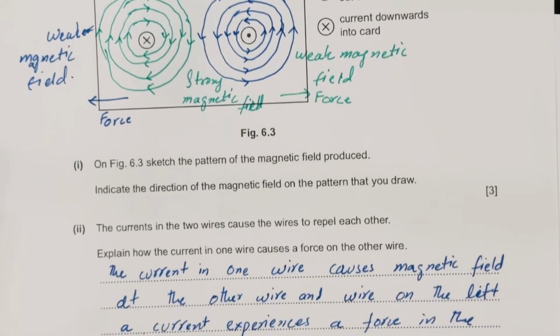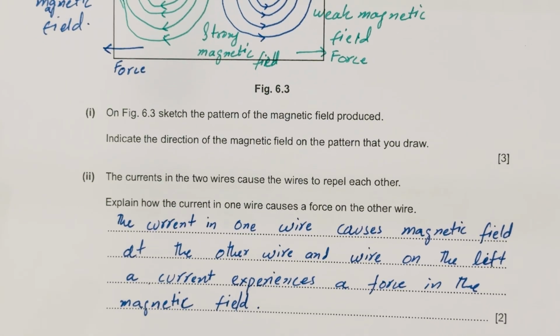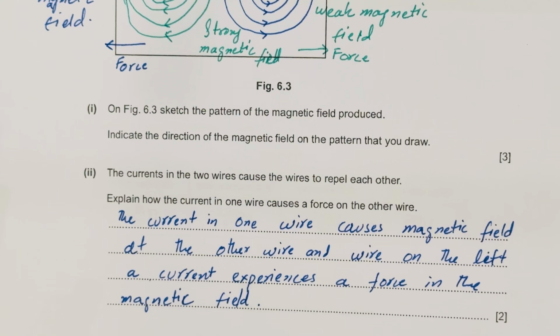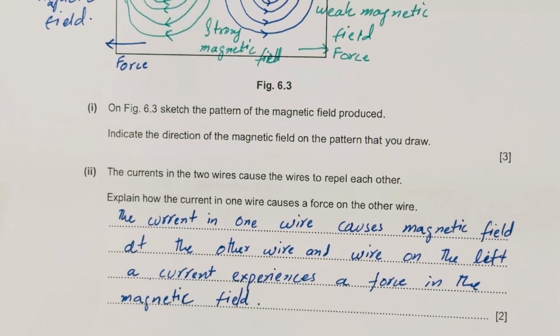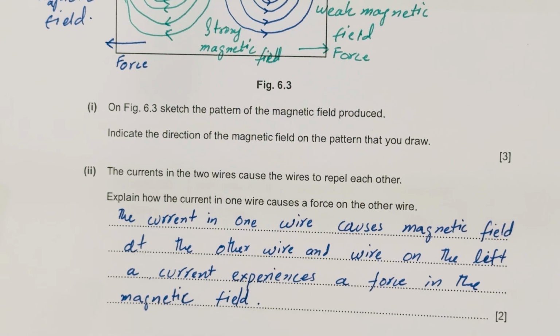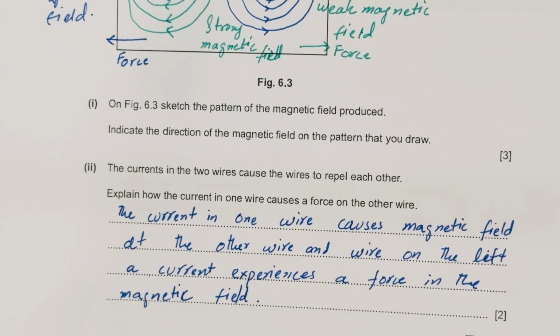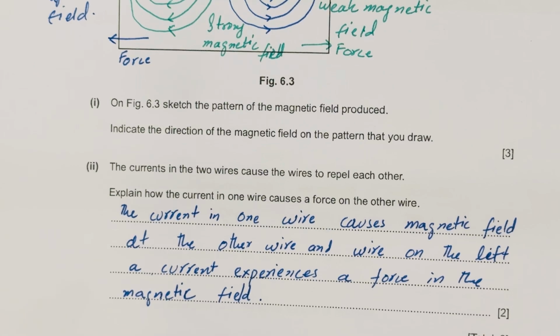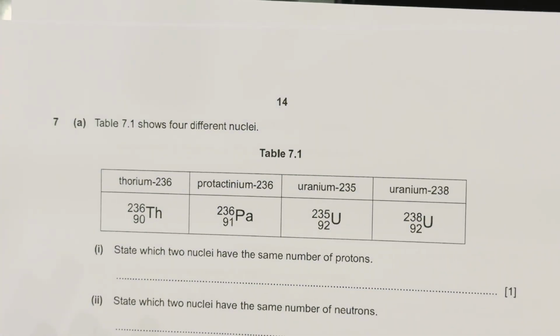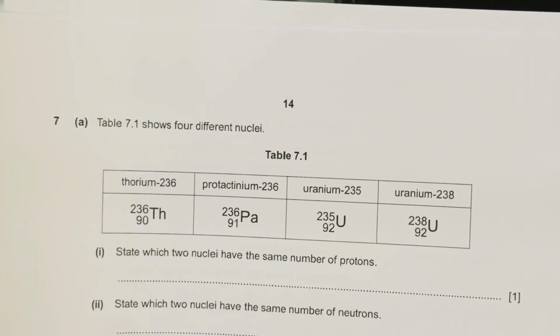On that I have the next part. The current in the two wires causes the wires to repel each other. Explain how the current in one wire causes a force on the other wire. The current in one wire causes a magnetic field at the other wire, and the wire on the left with a current experiences a force in the magnetic field. So these processes happen simultaneously and spontaneously. Okay, moving to the next part, question number 7.